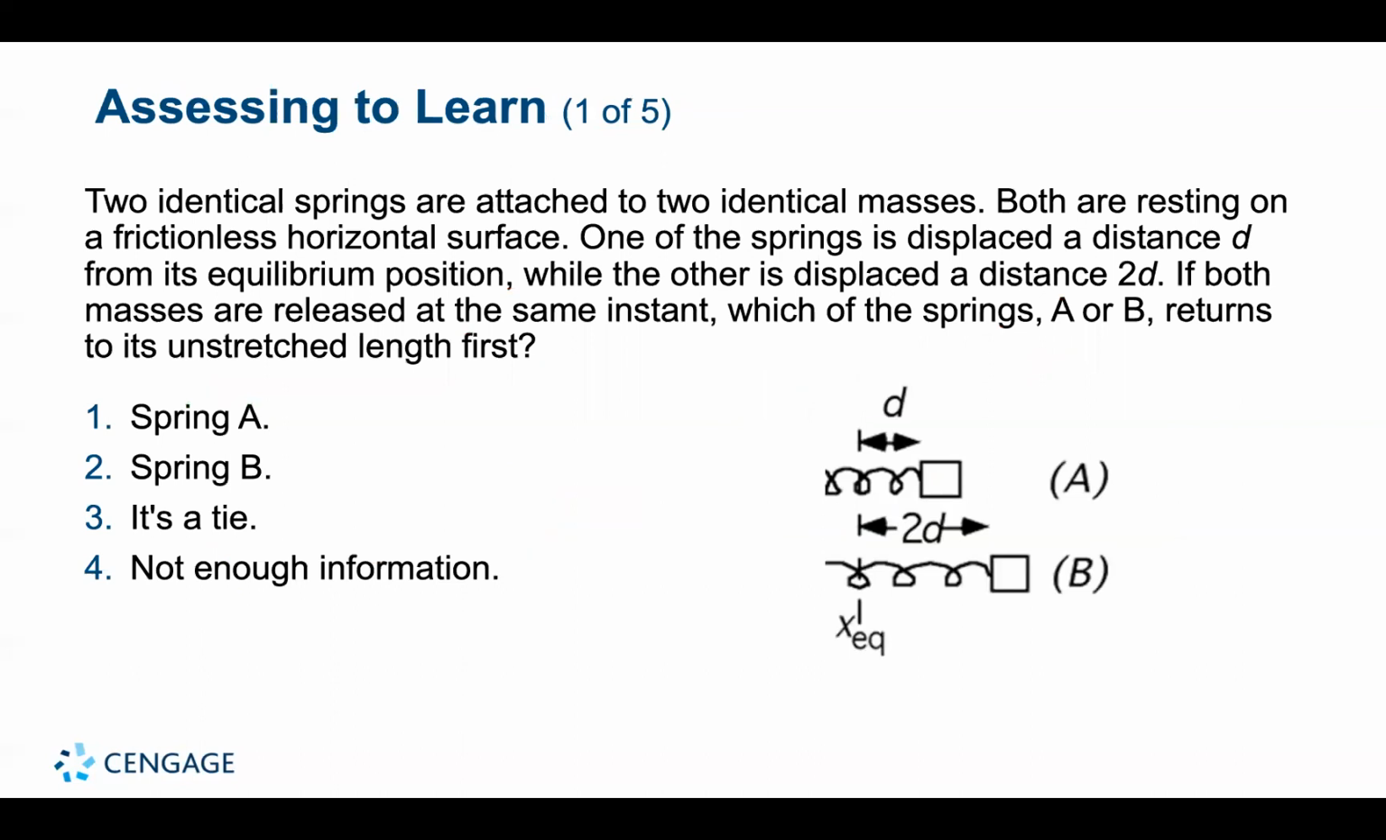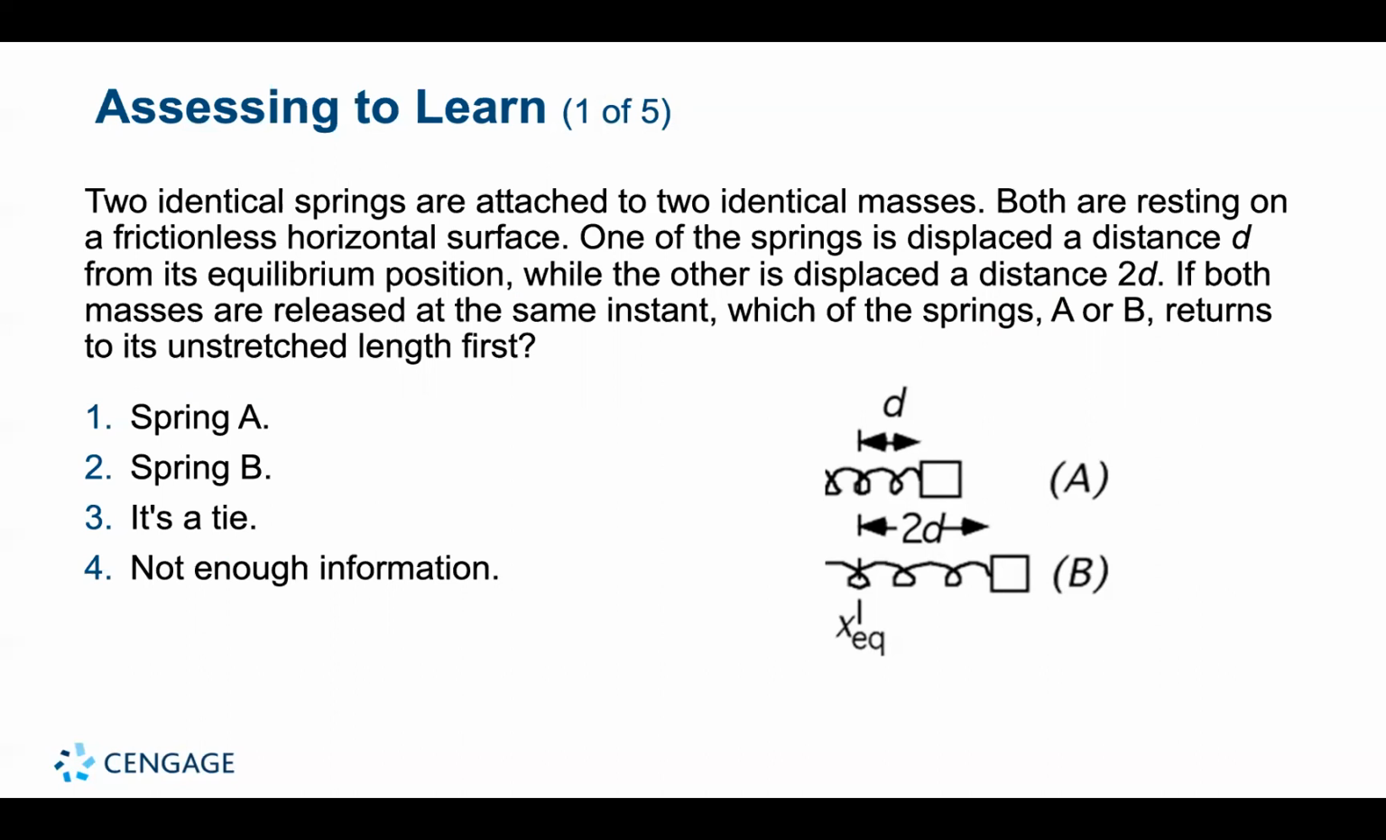So let's take a question. Two identical springs are attached to two identical masses. Both are resting on a frictionless horizontal surface. One of the springs is displaced a distance d from its equilibrium position, while the other is displaced a distance 2d. If both masses are released at the same instant, which of the springs, A or B, returns to an unstretched length first? And the answer is it's a tie.